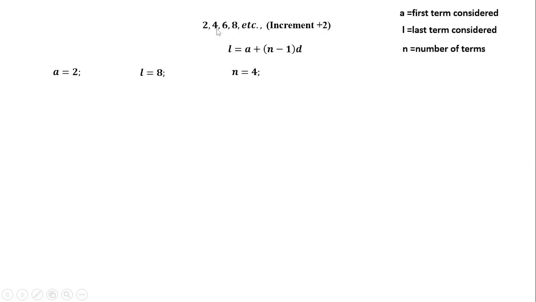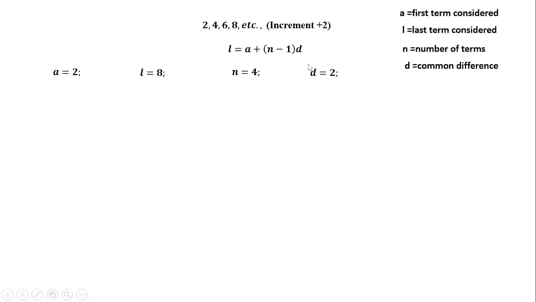After that, the other term, D. What is D? D is the common difference. According to our intervals, 2, 4, 6, 8: 4 minus 2 is equal to 2. Similarly, 6 minus 4 is equal to 2. Similarly, 8 minus 6 is equal to 2. So the common difference D is equal to 2.